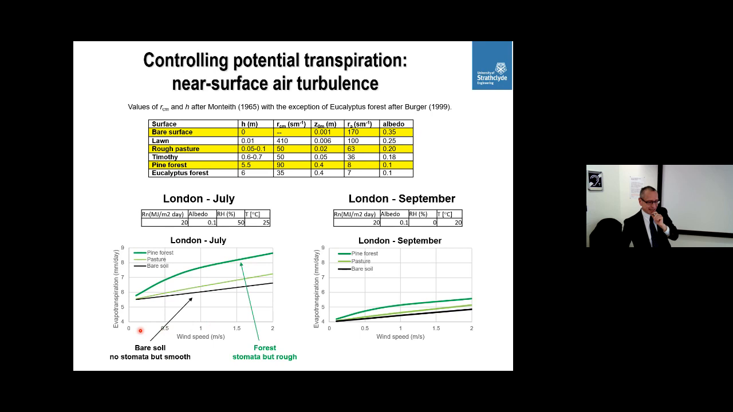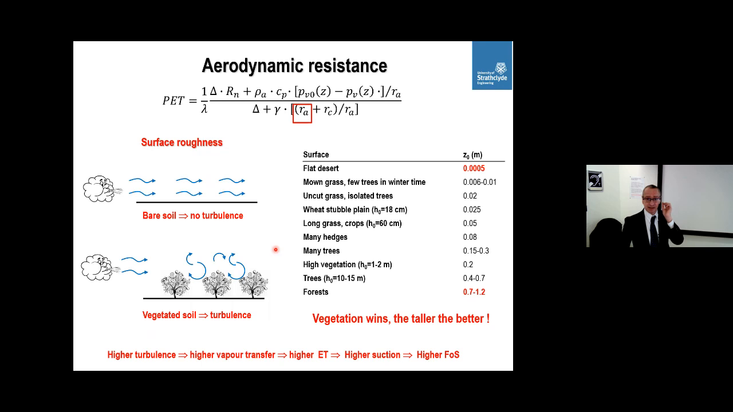But look at the difference. Why is there a difference between the pine forest and the bare soil? The difference is huge, because you have 6.5 and then you have 8.5 here. There is a reason, and the reason is the air turbulence. What is controlling the vapor pressure close to the surface is the turbulence near the evaporating surface. If you have a bare soil, there is no turbulence because the surface is flat. So there is very little mixing, and the vapor pressure is very close to the saturated one.